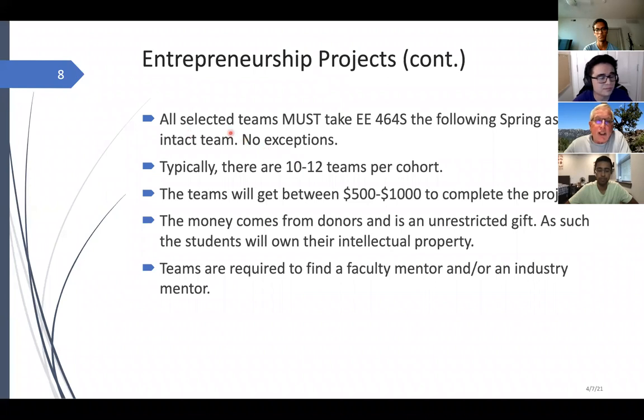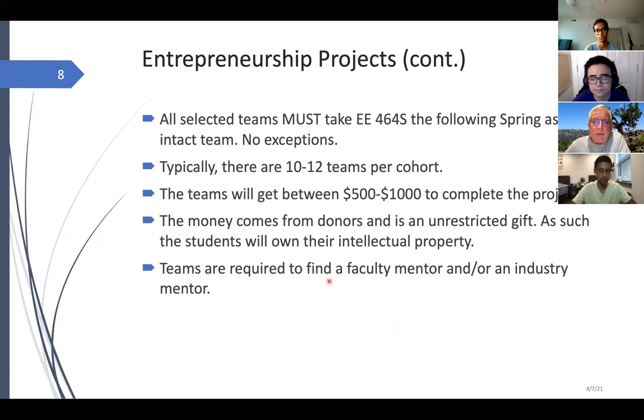Now, if you're selected to be in the entrepreneurship cohort, or whatever you want to call it, you have to take 464S in the following spring. What that means is that all the teams have to be intact for the entire year. So you can't flake out and go somewhere else. You've got to stick it out for the whole year. This is just what you would do if you're in a company, a little startup. And so I want everybody to understand that this is a commitment, a long-term commitment, at least a year.